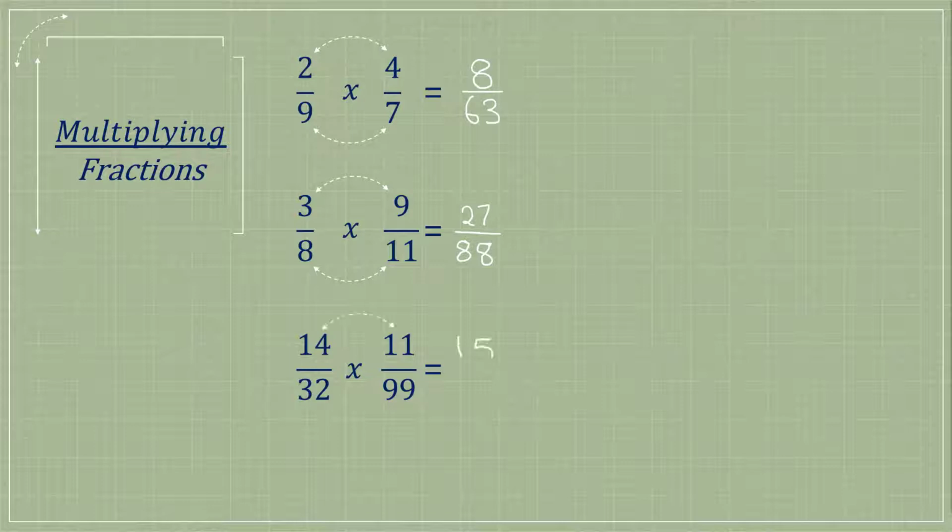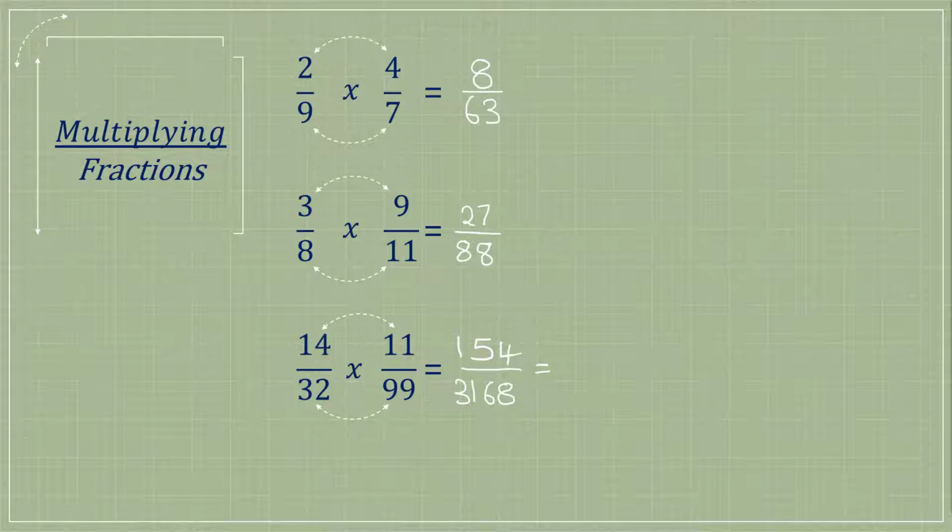14 times 11 is 154. And 32 times 99 is 3,168. Wasn't that lightning fast? It's in these situations knowing the shortcuts really comes in handy.